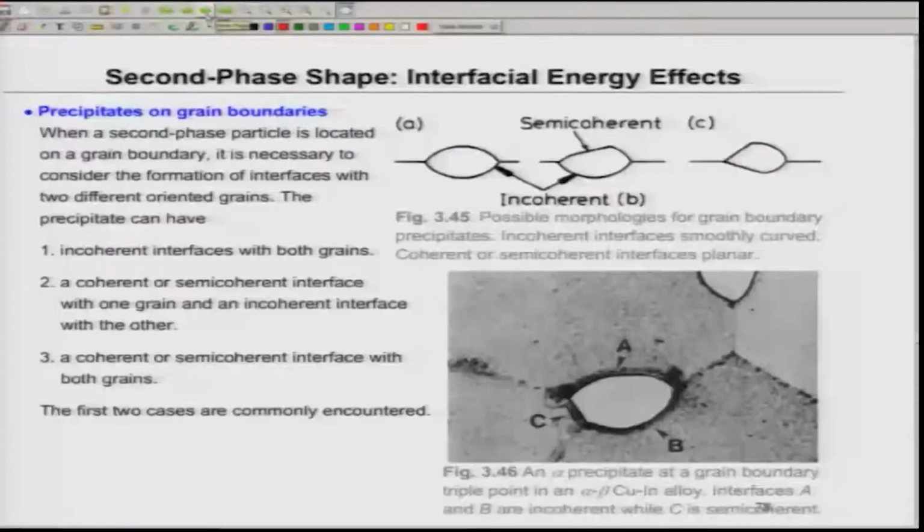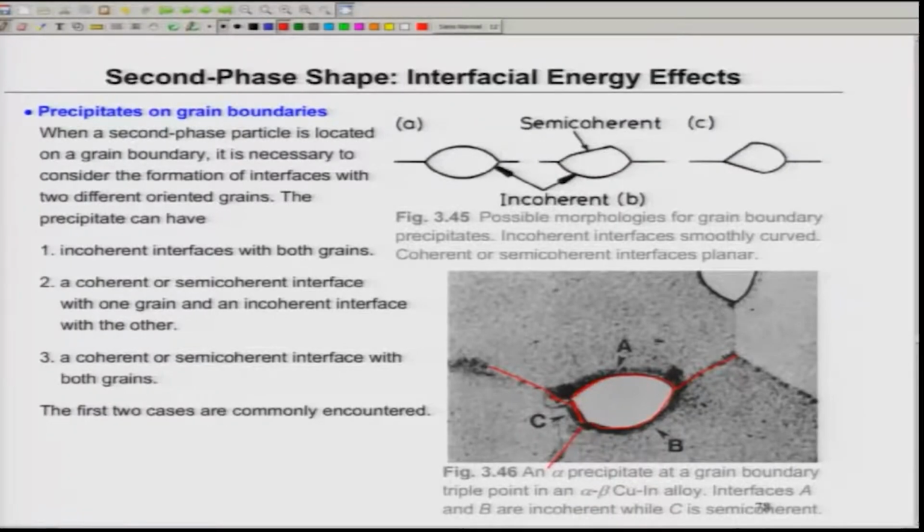Well, just to give a better idea, suppose a precipitate sits on a grain boundary, then what will happen? A precipitate sits on a grain boundary, the one which is shown here. You see here, there is a surface which is flat, but these two surfaces are actually curved, and this is a boundary, this is a boundary, this is a boundary. The 3 grains 1, 2, 3. So, this is sitting on a grain boundary, we are very sure.